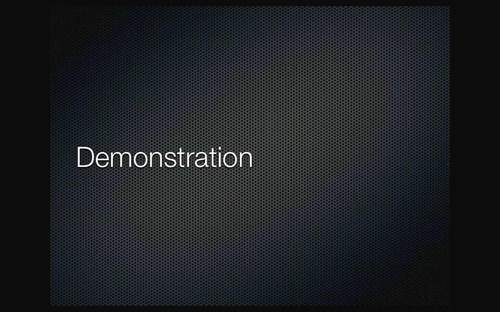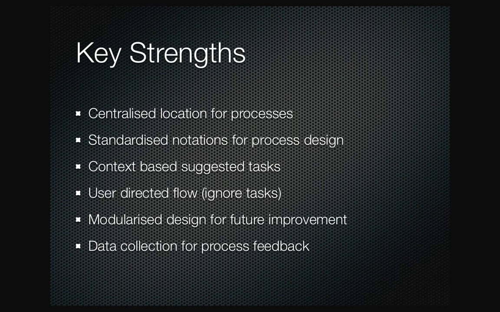So moving on from the demonstration that Ernest provided, let's talk about the key strengths of our application. The first one is that we have a centralized location for processes. This reduces research time that would be taken up by users when they have to do their own research on the processes that they need to complete. There's standardized notation for process design. This makes it easier for process designers to create personal processes. Context-based suggested tasks allow users to complete all their processes in the most efficient manner possible.